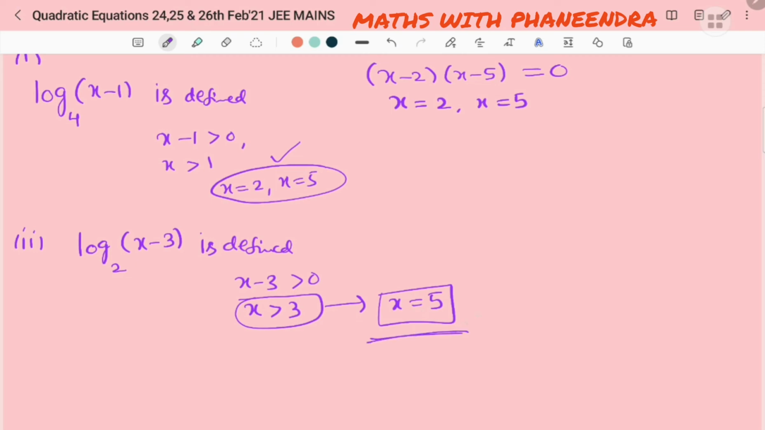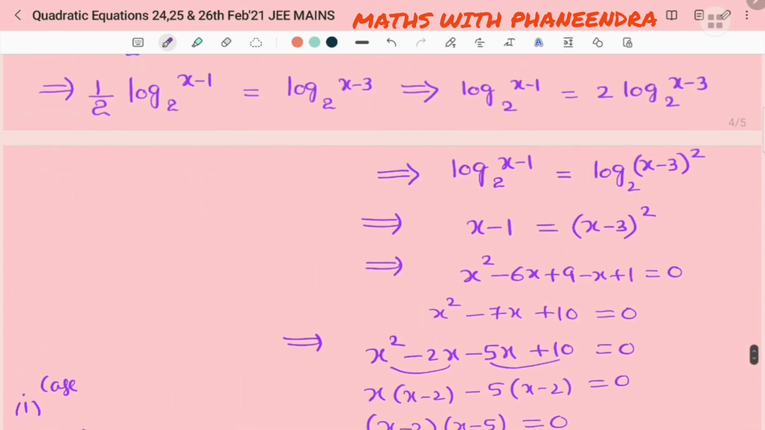So which one is the right possible? x is equal to 5 only. Why not x is equal to 2? If you substitute x is equal to 2 here, log of minus 1 will come. It is absurd. It is meaningless. Logarithms are defined for only positive numbers. That is the reason x is equal to 5 is only possible.